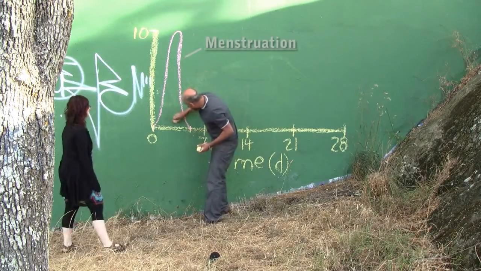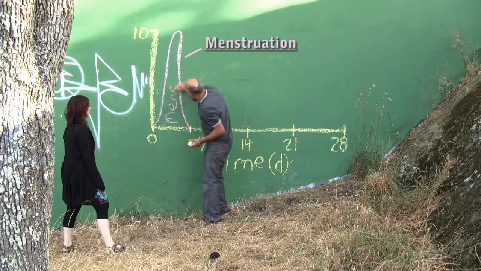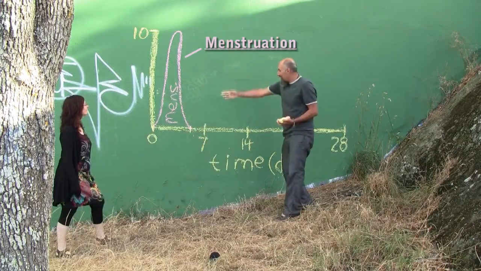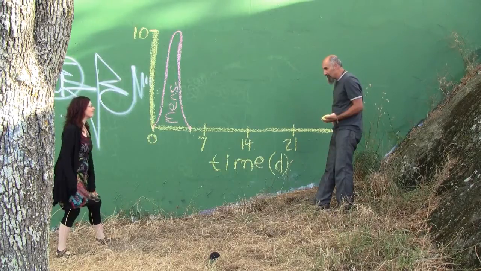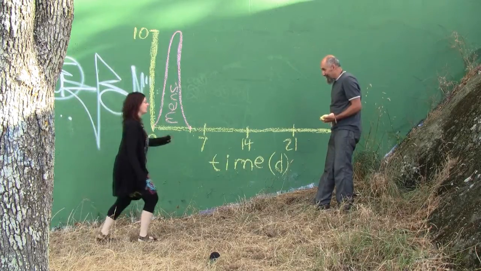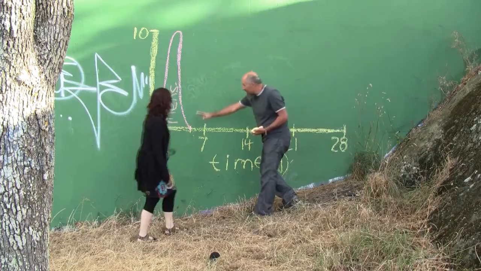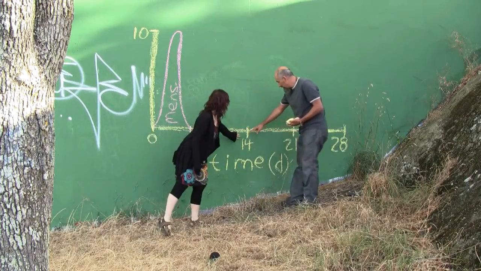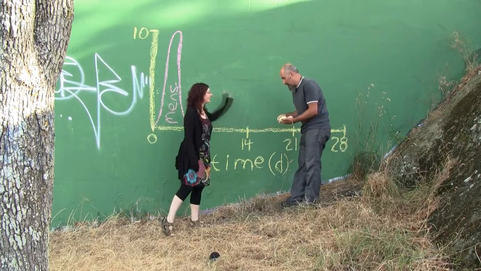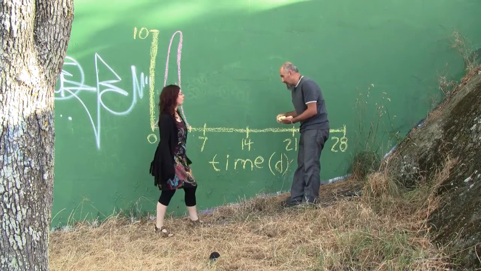Right? Yeah. So, and this is menstruation. And this happens approximately every 28 days? Well, then in the middle is the ovulation. Okay, so we have menstruation and then at about day 14, there's ovulation. So the egg is released from the ovary.